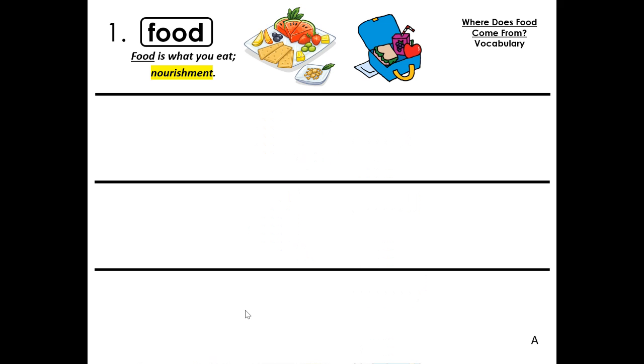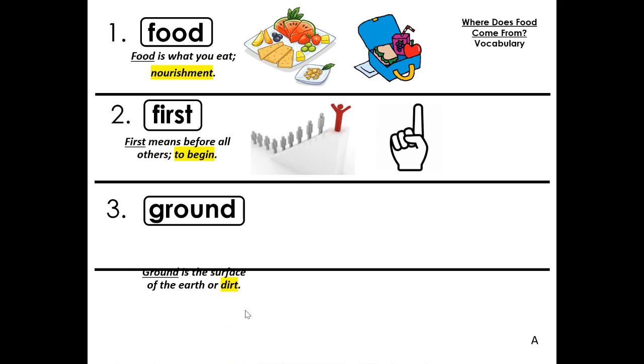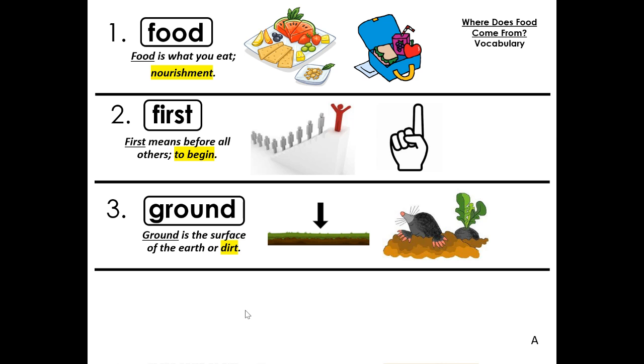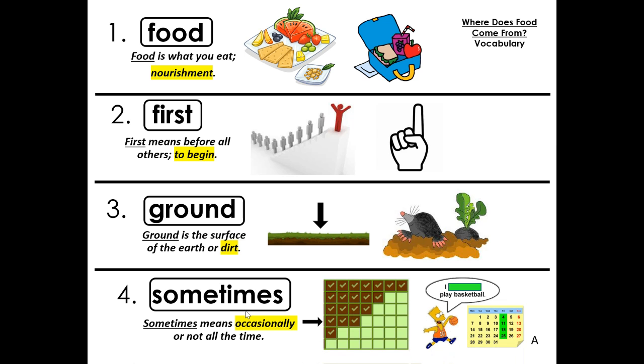Number 1 is food. Food is what you eat. Nourishment. So here's some pictures of food. Number 2, first. First means before all others, to begin. And here's some pictures for first. Number 3, ground. Ground is the surface of the earth or dirt. Number 4, sometimes. Sometimes means occasionally or not all the time. I sometimes play basketball.